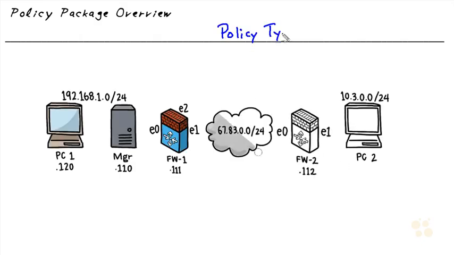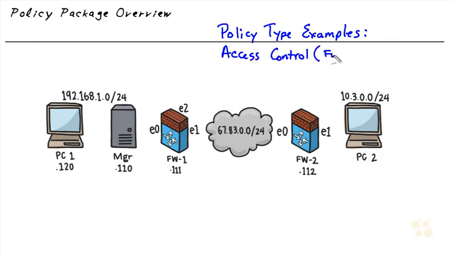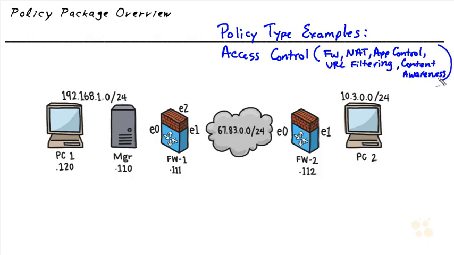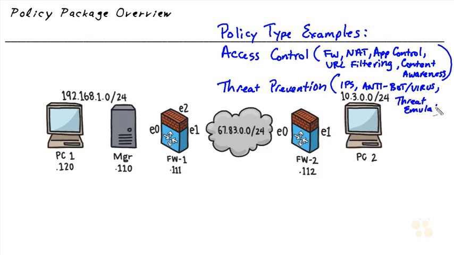For example, we might have some policy types that are focused on access control, which would include the firewall rules, the NAT rules, application control, URL filtering, and content awareness. And while one gateway may have those features installed, a different gateway in our environment may have additional blades enabled, including threat prevention, which may include IPS, anti-bot, antivirus, and threat emulation.